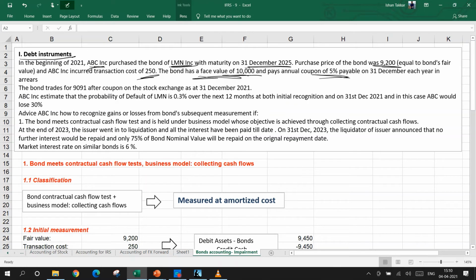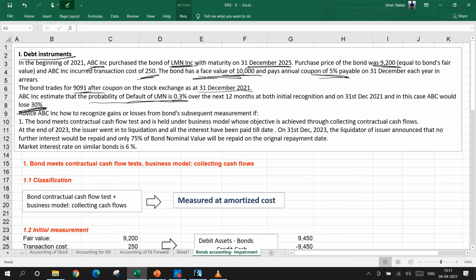And the bond trades at this date, and it is estimated that there's a probability of default of 0.3%. And how much you will lose? You will lose around 30%. So you need to recognize that impairment loss. You need to charge this much amount to your P&L.